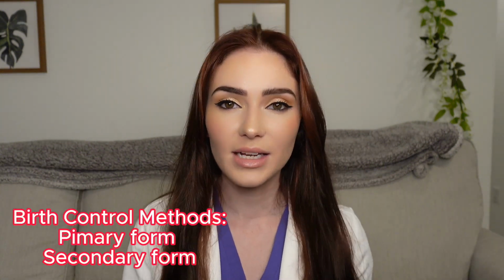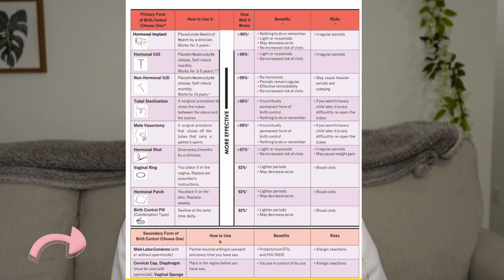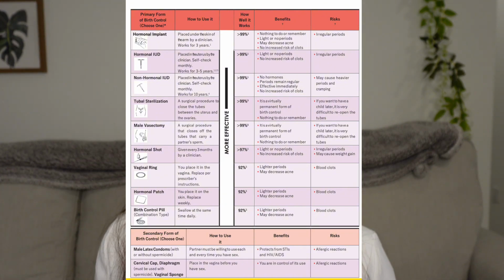For biological female patients, it is required that they commit to 2 iPLEDGE-approved birth control methods 30 days prior to initiating isotretinoin, while on isotretinoin, and at least 30 days after discontinuation of isotretinoin. The patient will have a primary form and a secondary form. For example, the primary birth control method may be combination birth control pills, and a secondary method may be male latex condoms that they use with their partner. Here are some iPLEDGE-approved primary forms of contraception. Examples of secondary forms of birth control include cervical caps, cervical diaphragms with spermicide, or vaginal sponges.